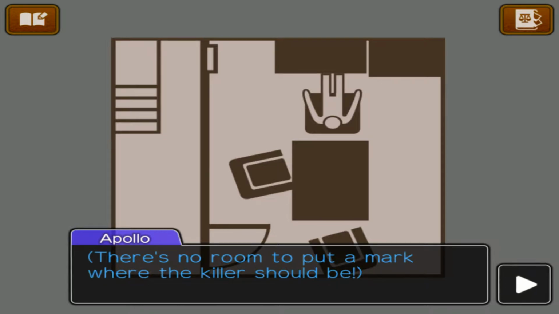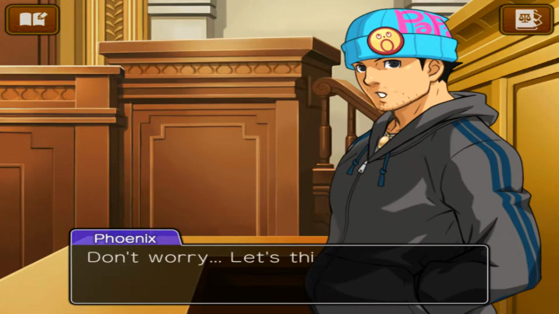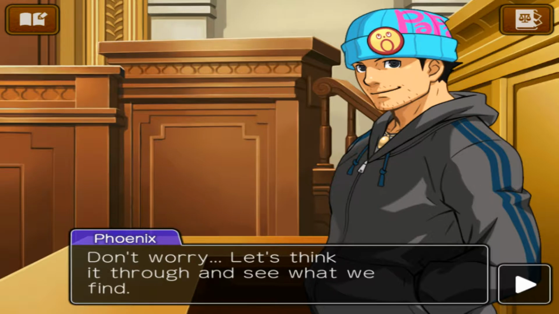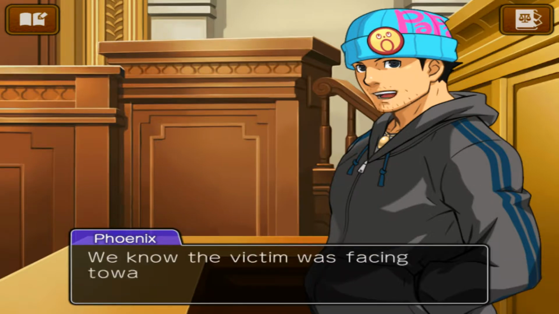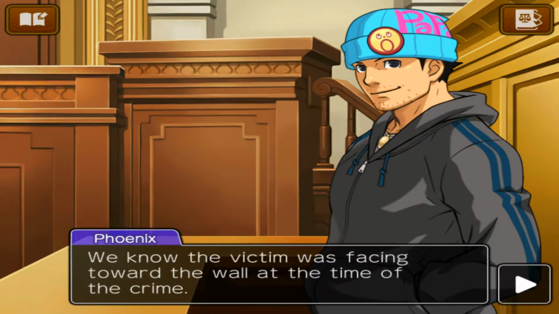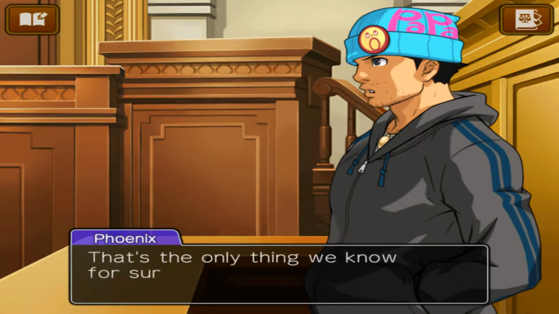There's no room to put a mark where the killer should be. Don't worry. Let's think it through and see what we find. We know the victim was facing toward the wall at the time of the crime. That's the only thing we know for sure. Try to forget about everything else.